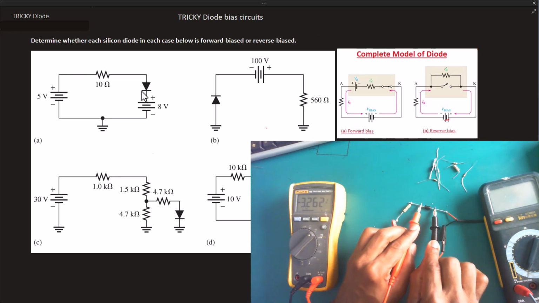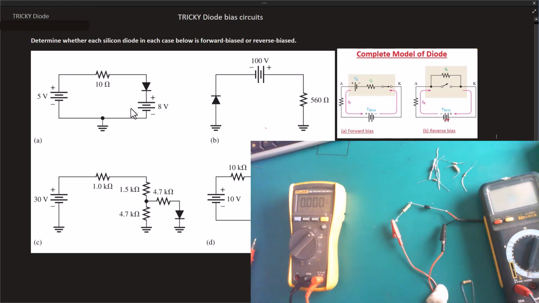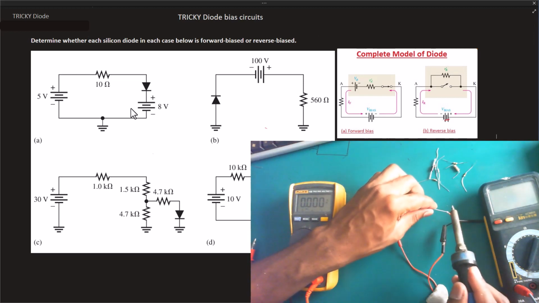There we go. So we are measuring -3.2 volt. That's the voltage dropping across this diode. So that means the diode is reverse bias. Now we know that a reverse bias diode means there is no current flowing across it.